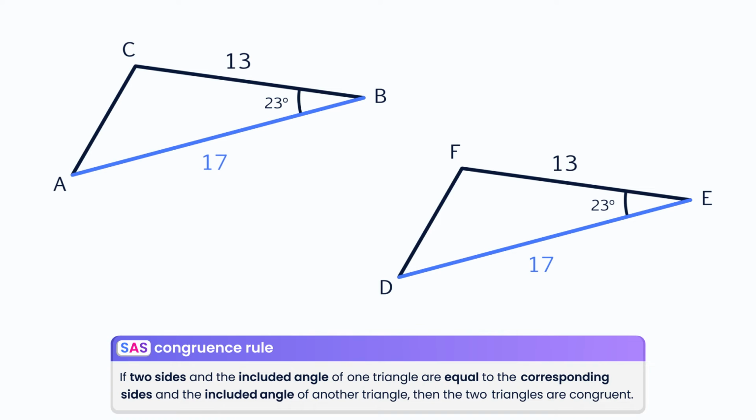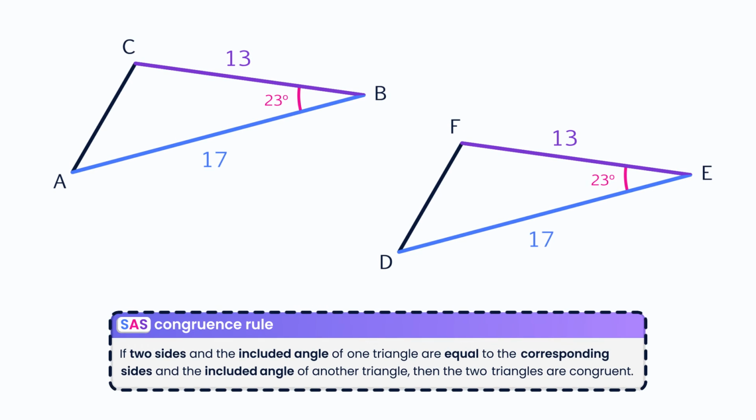The first side in both triangles has a length of 17, so those sides are equal. The included angle in both triangles is 23 degrees, so these are also equal. Finally, the remaining side in both triangles has a length of 13, so they are also equal. According to the SAS congruency rule, the two triangles must be congruent.